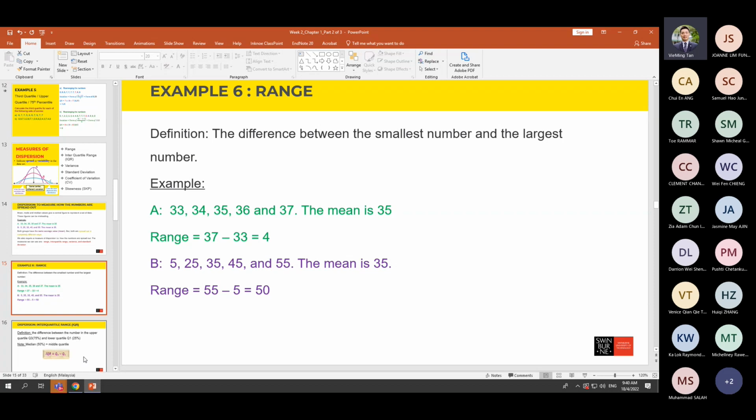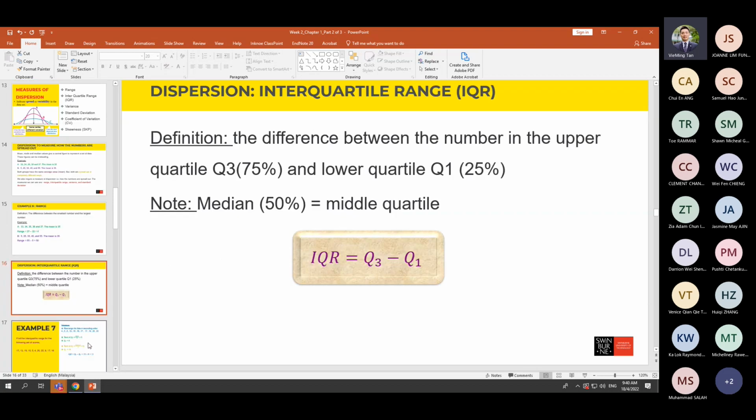As a result, some statisticians decided to use the interquartile range. Interquartile range, what is the meaning? Interquartile range means the difference between Q3 and Q1. Q3 minus Q1 in order to get the interquartile range. Interquartile range is actually the middle 50% of the values from your data set. Then it's called the interquartile range.